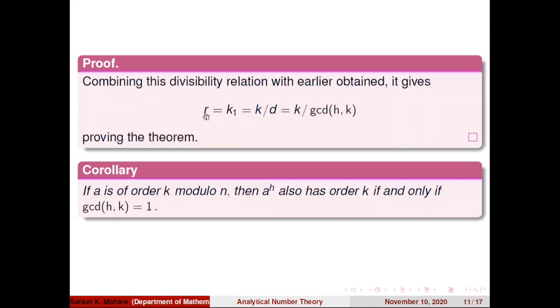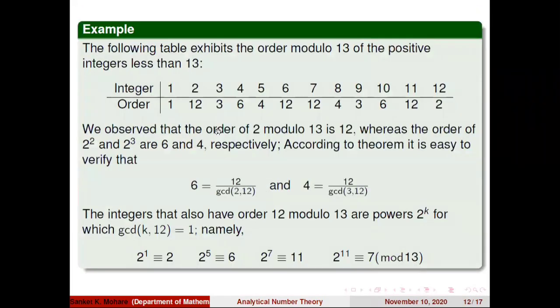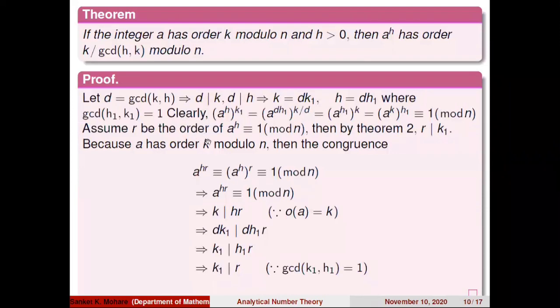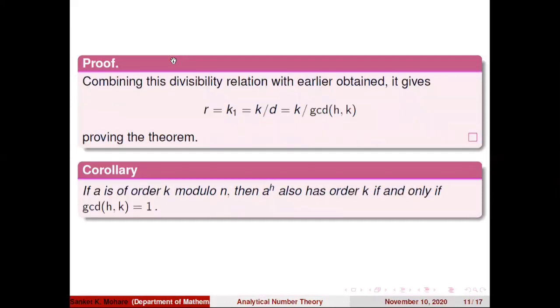And what is R? Here R is assumed to be the order of A to the power H. Therefore we proved R is equal to K upon GCD of K comma H. But R is the order of A to the power H. Hence we proved A to the power H has an order K upon GCD of H comma K modulo N. So this completes the proof.